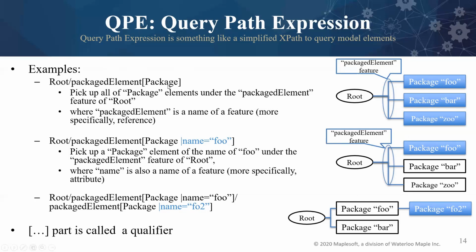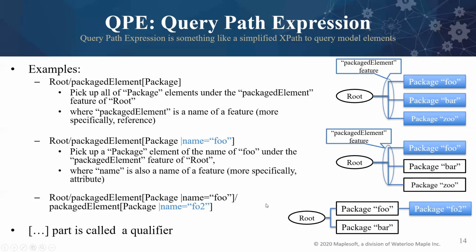And we can see here that the root slash package element package is going to give me the names of all three packages. Now, on the qualifier level, I want to add a filter with name equal to foo. So what MapleMVC will now do is get information of the package foo, and bar and zoo will be ignored.